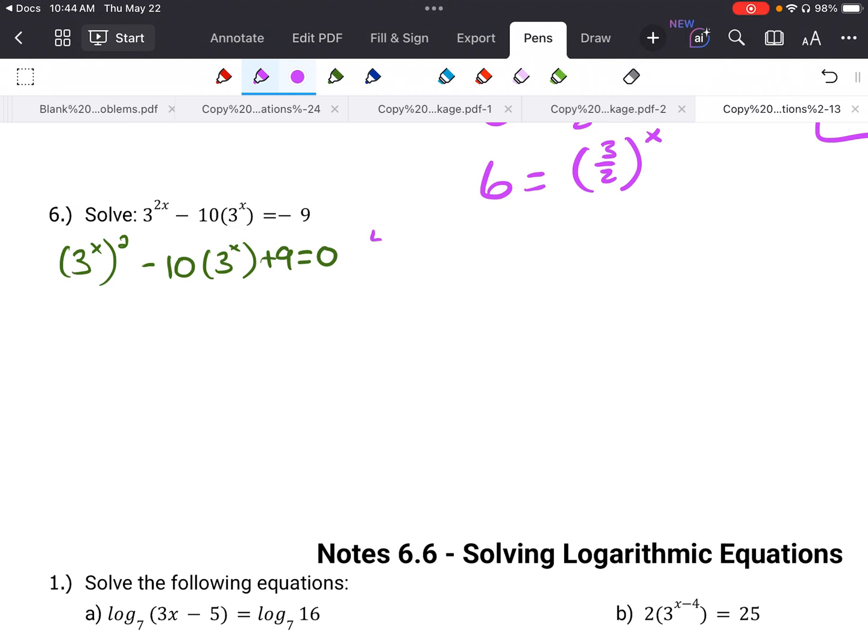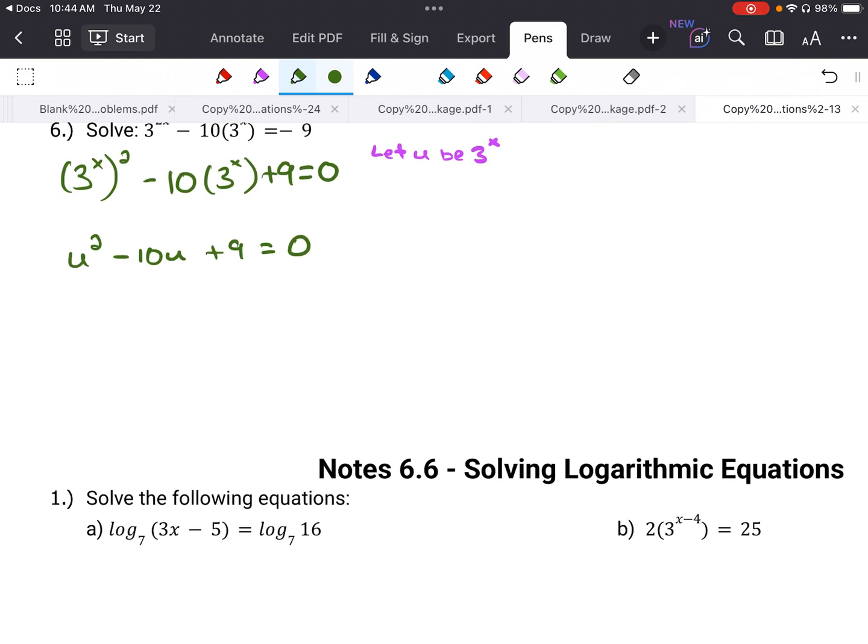So now we can let u be the 3 to the power x. We can replace the brackets with the letter u, and we'll have a quadratic. Okay, so it's simple factoring. The multiples of 9 that add to 10 are 9 and 1, so we have u minus 1, u minus 9.